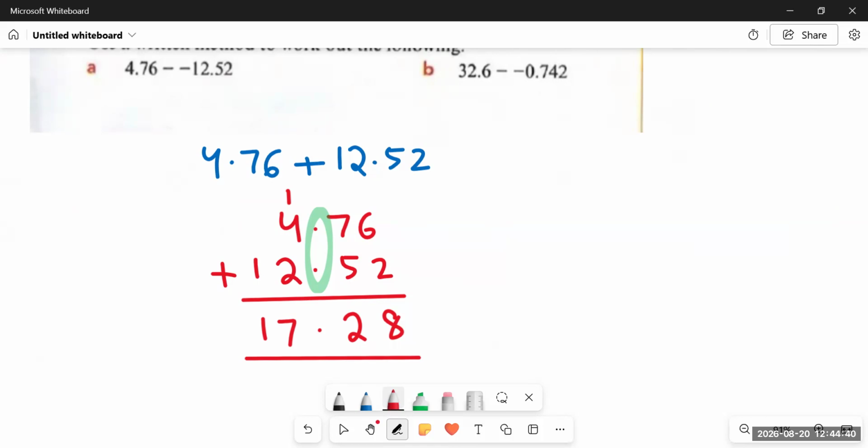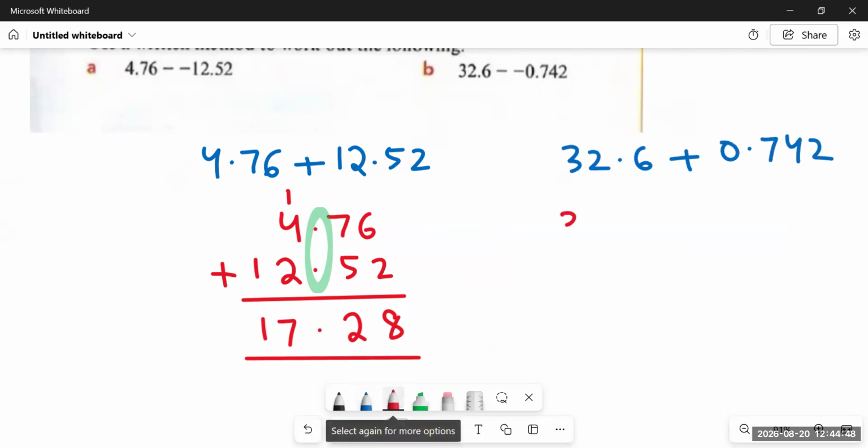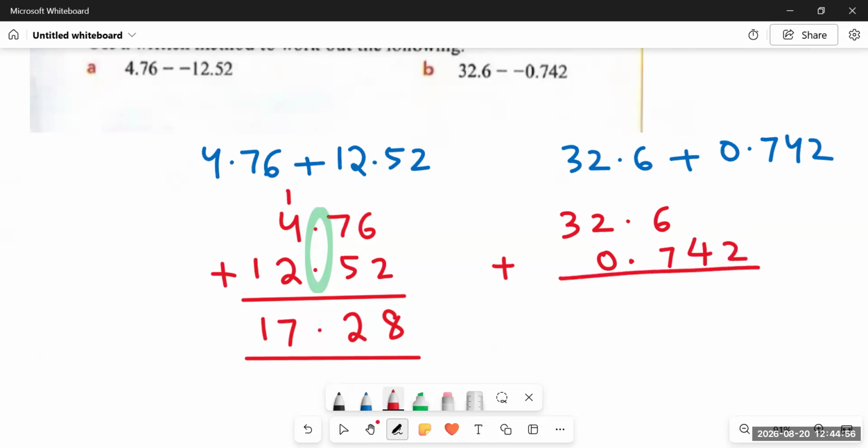Again, we have the same number, 32.6. Minus minus becomes plus 0.742. So we'll write it down in the vertical form as 32.6 plus 0.742. Again, you can see the decimal is below decimal.